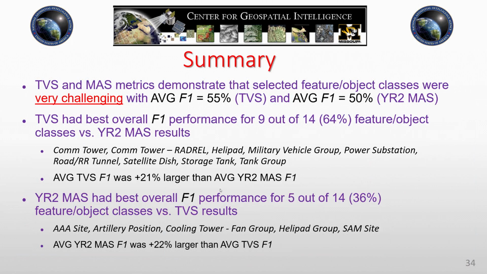And to really summarize all this up, I think the machine-assisted search algorithms did very well on what I would call larger distributed object or feature classes. So you've got sites, positions, a group of cooling towers, a group of helipads, a SAM site. They did not do as well on generally smaller and harder to distinguish feature and object classes. And that goes with our intuition, I think.